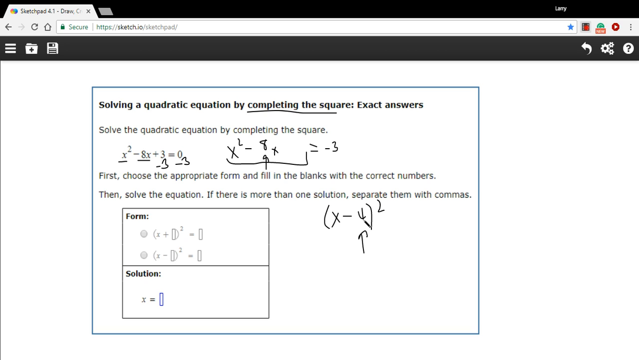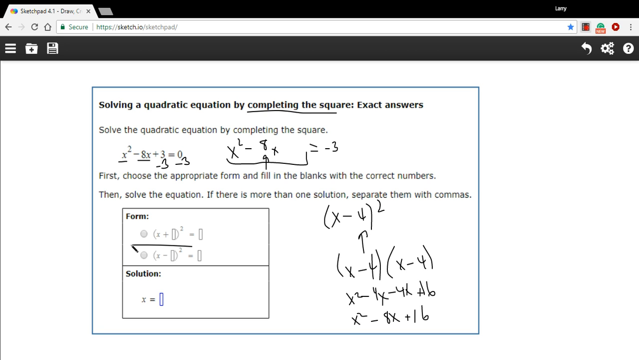And let me prove that to you. Let me show you how it works. If we multiply out this x minus 4 squared, x minus 4 squared is x minus 4 times x minus 4. And let's FOIL this. So the first terms, x times x, is x squared. The outside terms, x times negative 4, is minus 4x. The inside terms, negative 4 times x, is minus 4x. And the last terms, negative 4 times negative 4, is a positive 16. We combine our like terms, we get x squared minus 8x. Aha, that's exactly what we wanted up here. And plus 16. So we've got the right number here.